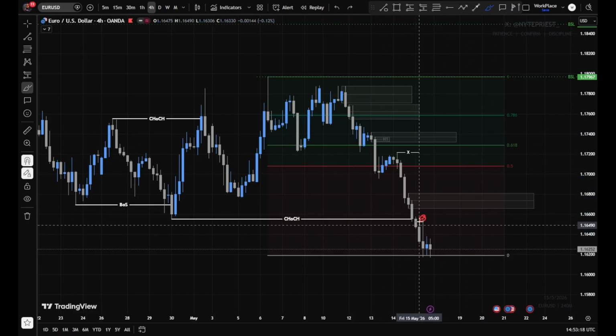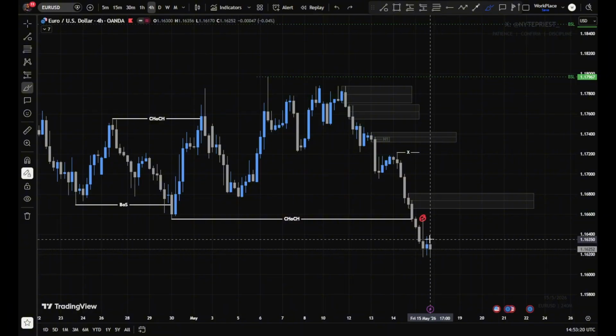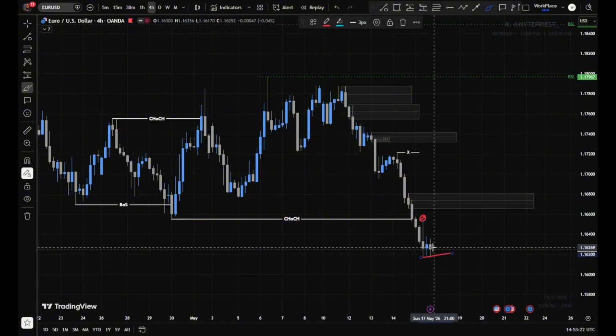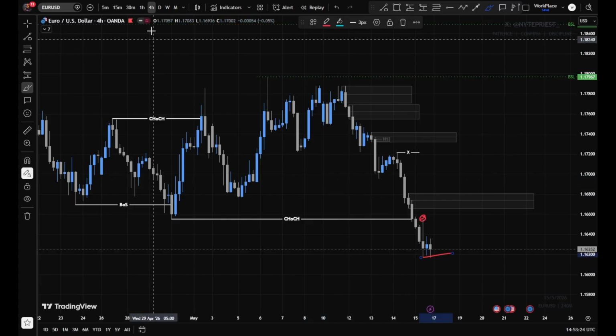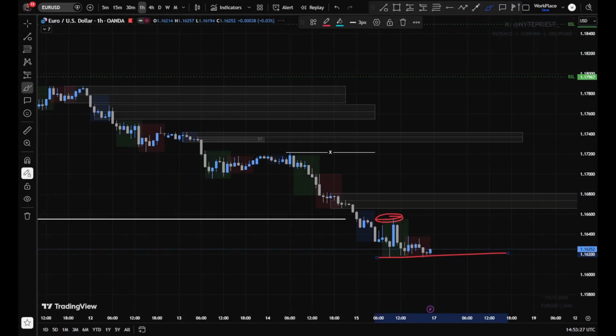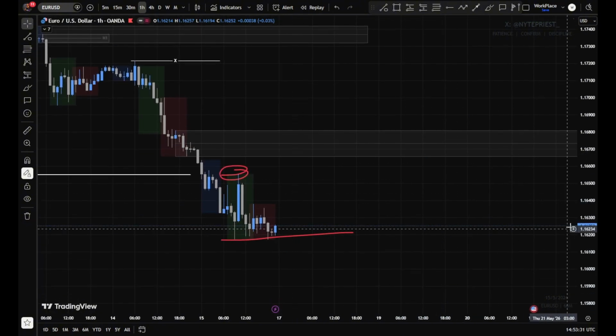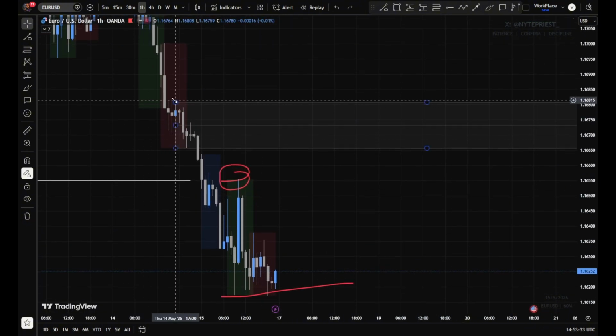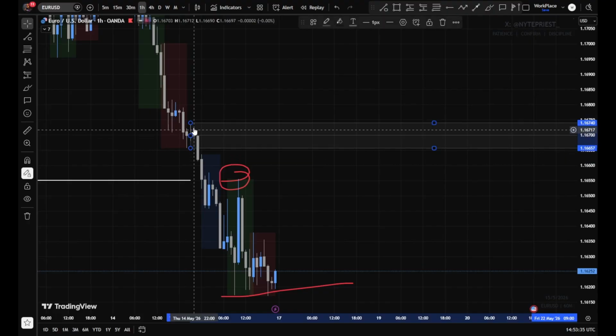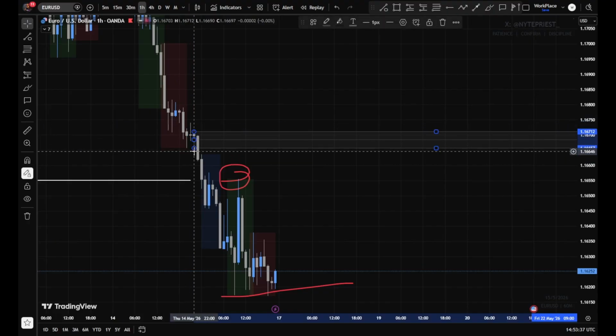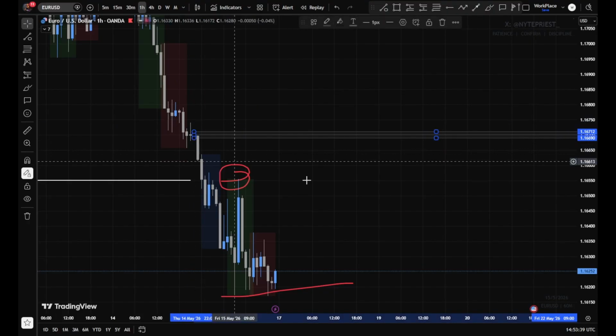So if price sweeps this low, breaks this high, breaks this low, then on the 1 hour time frame, we can look to have a short term sell if price mitigates this 1 hour order block here.